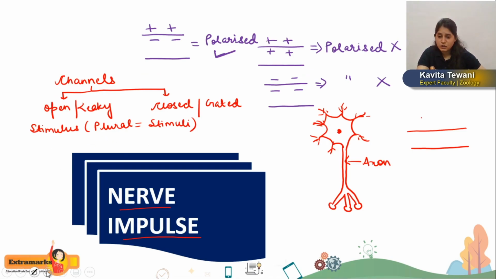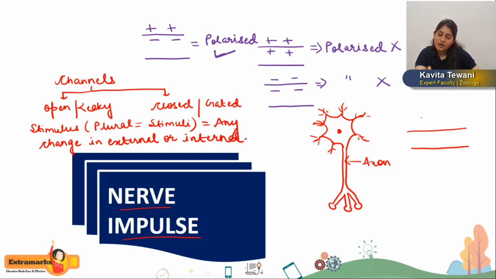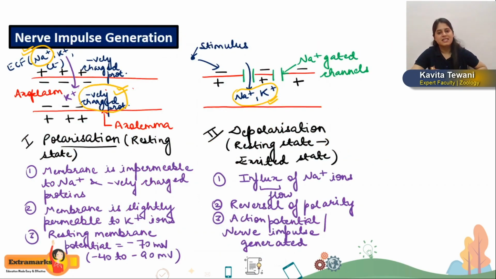When I tried to talk about stimulus, I didn't tell you people. We can write over here: any change in external or internal environment can be called as stimulus. Any change means something hot, any hot object is getting touched to your skin, or any temperature change, pH change, or your digestive juices are not getting secreted properly in your body, that is also a change, but that is a kind of internal change. So all these kind of changes can be considered to be stimuli. Okay, so action potential or nerve impulse is generated.